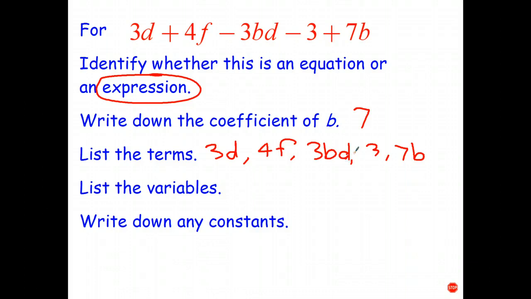The variables, let's list them in alphabetical order. So we start with B. We also have the variable D. And we also have the variable F. Again, some of those are in the equation more than once, but we just write them once here. And constants, again, are any numbers that are added and subtracted. So they're terms that consist just of numbers. So the only constant in this is 3.